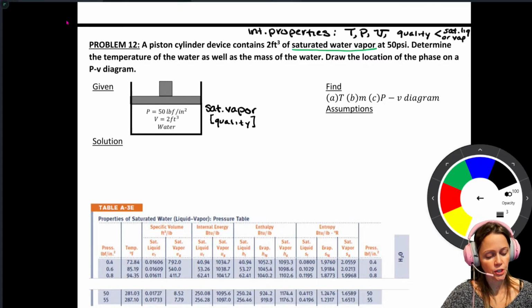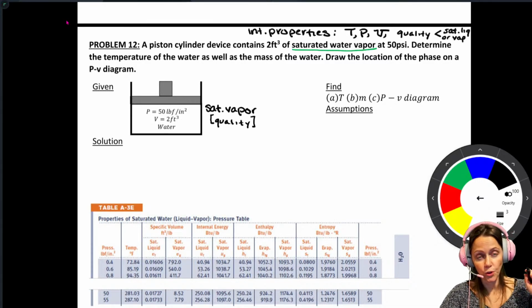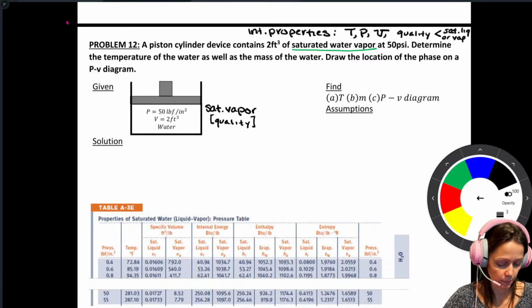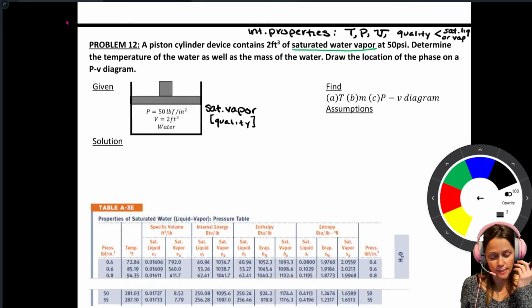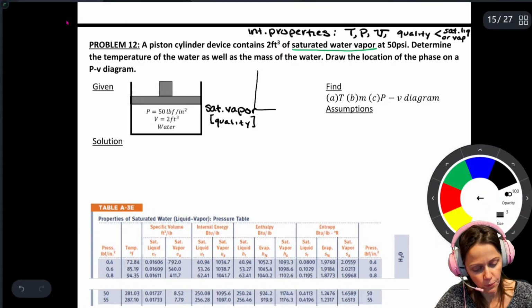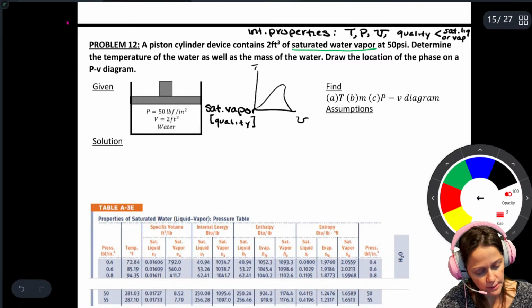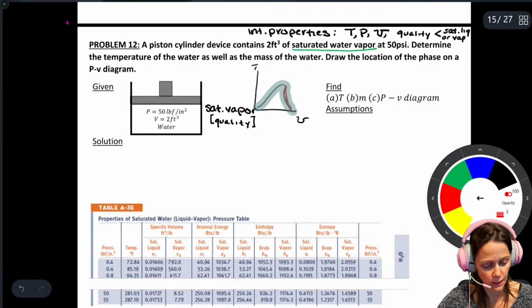So that's the information that we want to know. We want to know the temperature, we want to know the mass, and we want to draw the location on a PV diagram. So the first thing that I need to do is figure out what tables am I going to, right? What phase is it in? And really the problem has already told us. It's saturated because it's a saturated vapor, right? If we were looking at things on a TV diagram, it's going to be somewhere over here on that saturated vapor line.